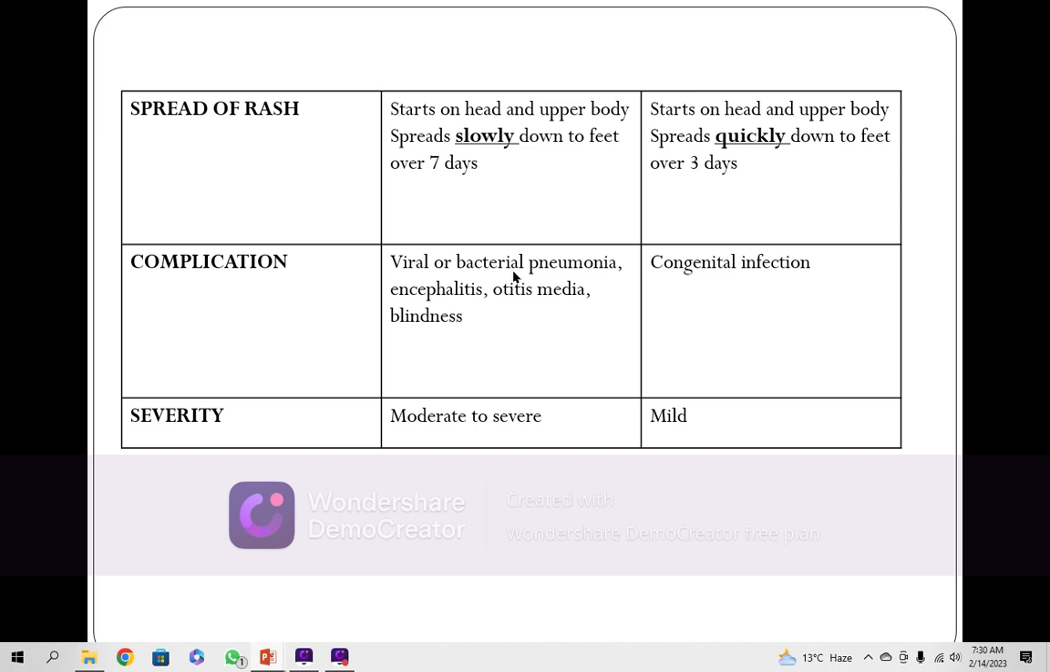Complications are actually the same: viral or bacterial pneumonia, secondary pneumonia, or primary viral pneumonia; encephalitis, or maybe meningitis, otitis media, and blindness may be possible with measles. And for congenital infection, rubella can cause congenital rubella syndrome, associated with cataract and patent ductus arteriosus. Severity: moderate to severe infection in measles, which can cause high mortality in certain areas of the world. Rubella is a mild infection in comparison with measles.